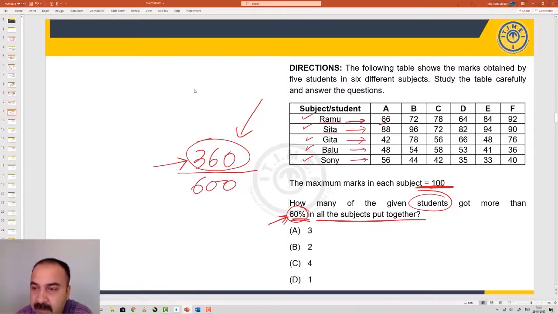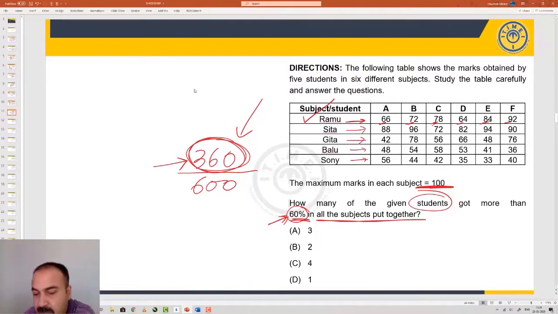60 plus 70, 130, 130 plus 70, 200, 200 plus 60, 260, 260 plus 80, 340, 340 plus 90, 430. So this first person Ramu has clearly gone beyond 360. His tens digit addition itself gives you 430. If you go ahead and add the units digit, you will get even more. So for the purpose of the question, Ramu is accepted. He scores more than 60%, which is the threshold of 360, because of the scores he is obtaining out of 100 in the 6 subjects.